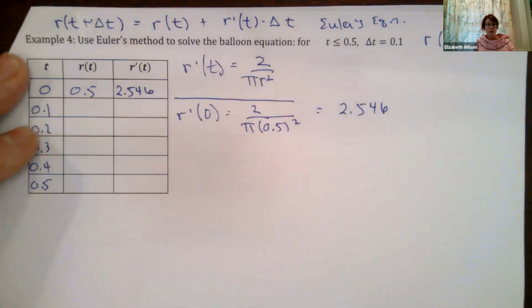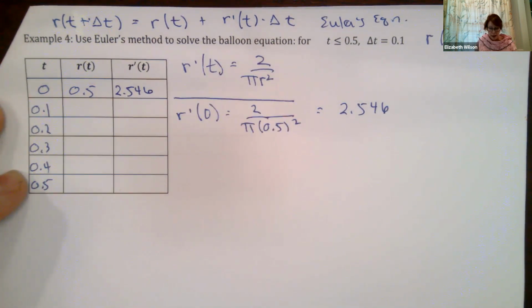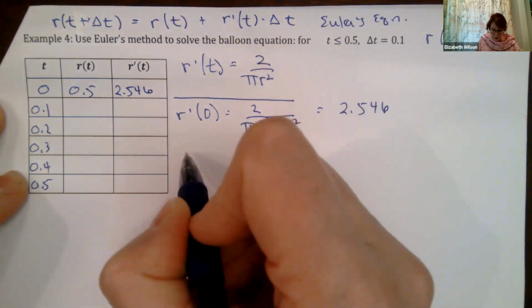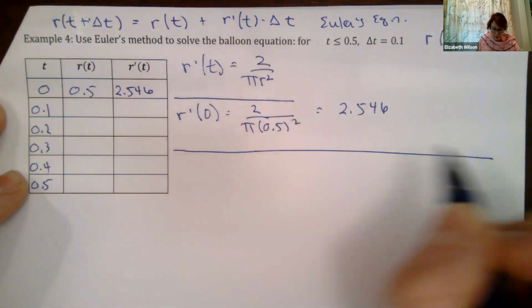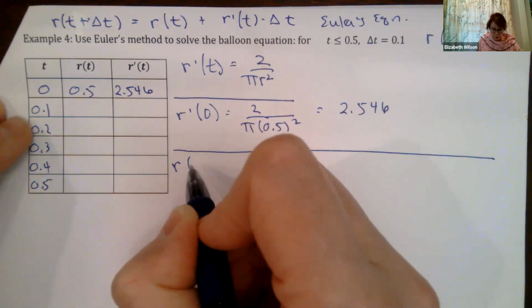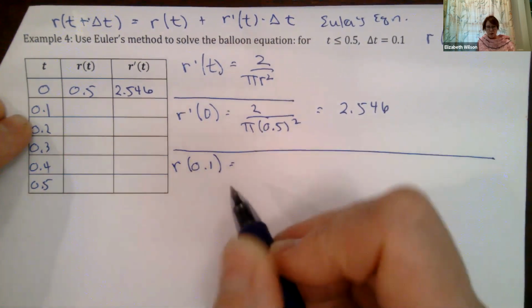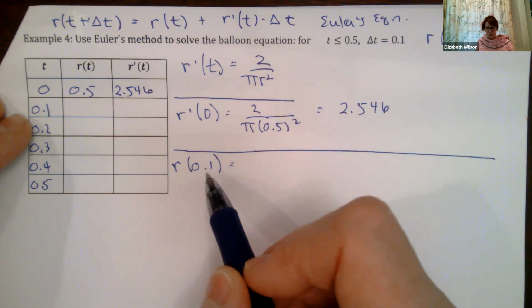Okay, so that's my rate of change. So it's a pretty good sized number. Our rate is high at the beginning. All right, now we're going to calculate our next 0.1. So this is 0 plus delta t is 0.1.